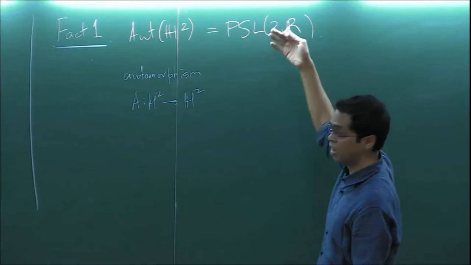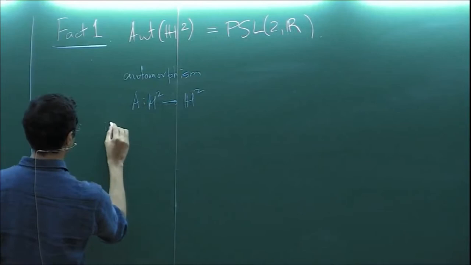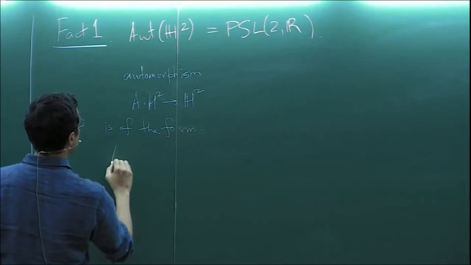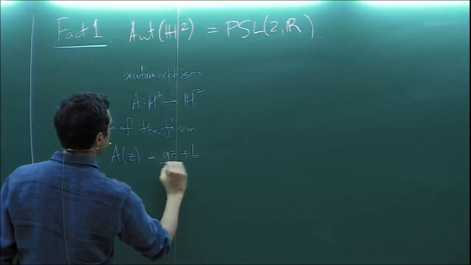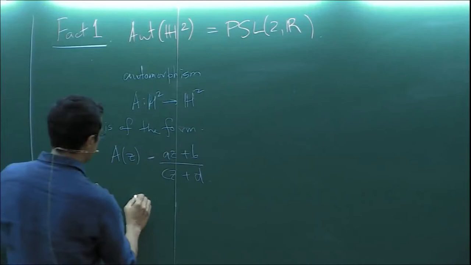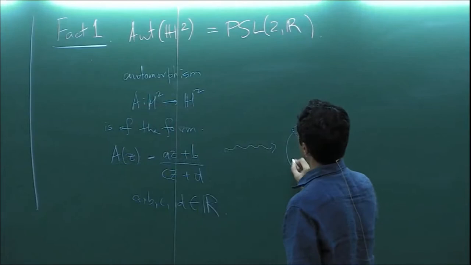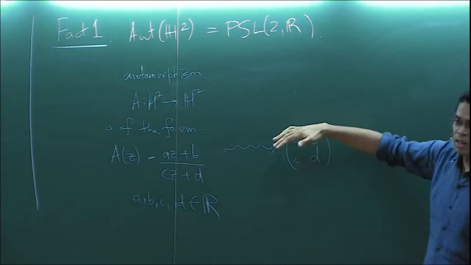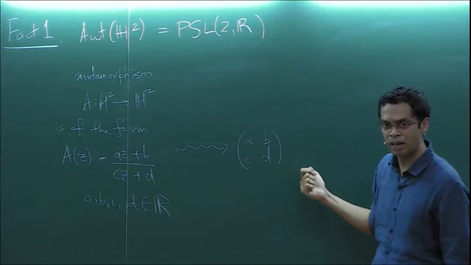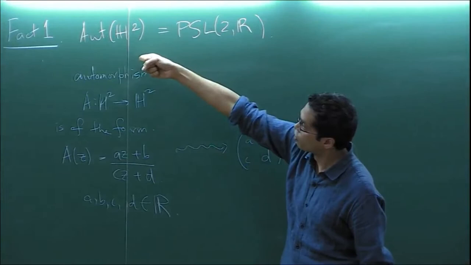An automorphism is always of the form, and this is an exercise in complex analysis, a linear fractional transformation, z maps to (az+b)/(cz+d), where a, b, c, d are real numbers. There's a corresponding matrix: as a matrix, you can write this as (a b; c d), just a 2x2 matrix. It turns out that compositions of these maps are nothing but matrix multiplication, so this is the map between automorphisms on this side and the matrices on the other.